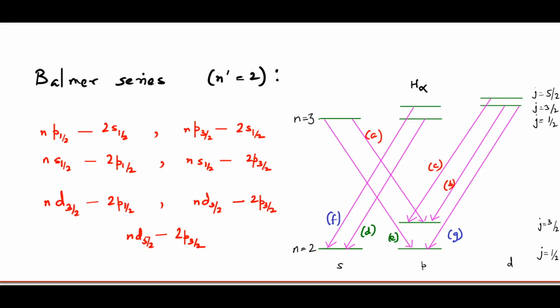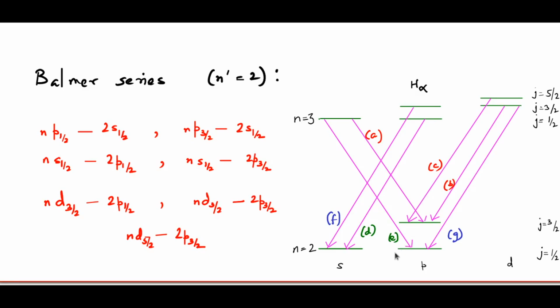When you look at S1/2, the possible transitions are from nP1/2 and nP3/2. For P1/2, you have transitions from nS1/2 and nD3/2. From P3/2, you actually have possible transitions from nS1/2, nD3/2 and nD5/2. So there are 7 possible kinds of transitions here.